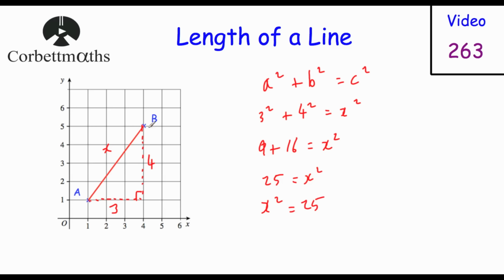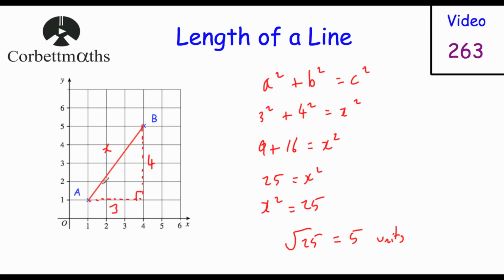Now we want to find the length of this line, so what we're going to do is square root, the opposite of square, to find the length of this line. So we're going to do the square root of 25, and the square root of 25 is 5. So that means that the length of this line is 5 units. And that's it. So to find the length of a line, you can just use Pythagoras' theorem.